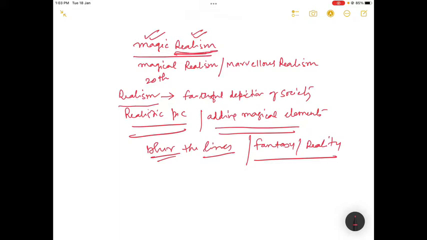Now, despite including certain magic elements, it is considered to be a different genre from fantasy, because magical realism uses a substantial amount of realistic detail and employs magical elements to make a point about reality. While fantasy stories are often separated from reality.